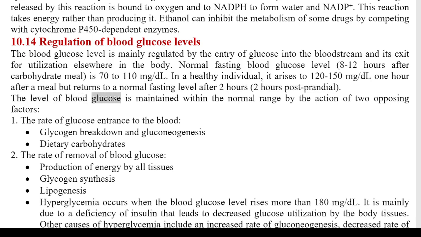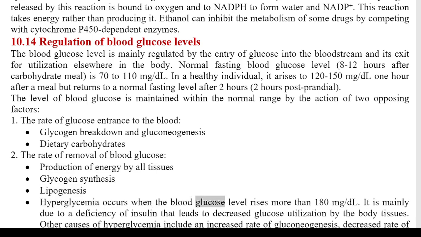The level of blood glucose is maintained within the normal range by the action of 2 opposing factors. 1. The rate of glucose entrance to the blood: glycogen breakdown and gluconeogenesis, dietary carbohydrates. 2. The rate of removal of blood glucose: production of energy by all tissues, glycogen synthesis, lipogenesis.